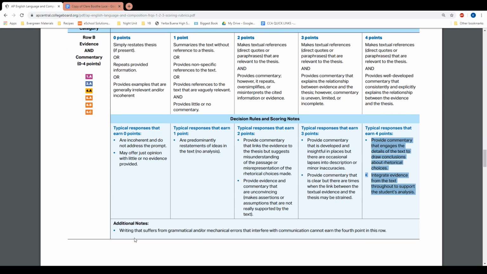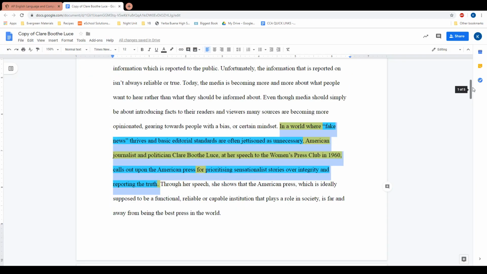Now, keep this in mind. Your writing has to be as clear as possible, because writing that suffers from grammatical and/or mechanical errors that interfere with communication cannot earn the 4th point in this row. So if you have choppy language, or your writing is not clear, or your grammar is shaky here and there, then you would only earn 3 out of 4 regardless of how bright your analysis is. So speaking of good analysis, let's go ahead and look at this paragraph here.